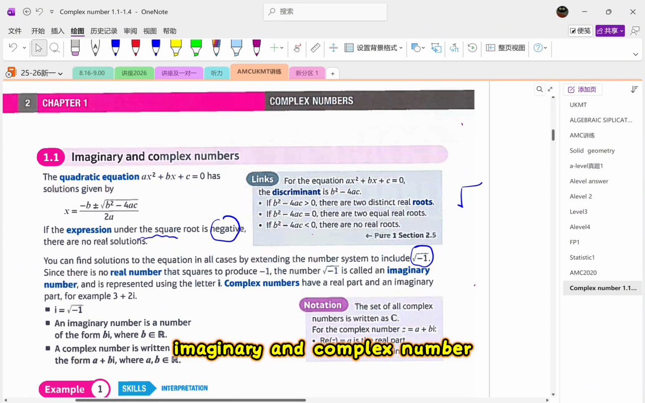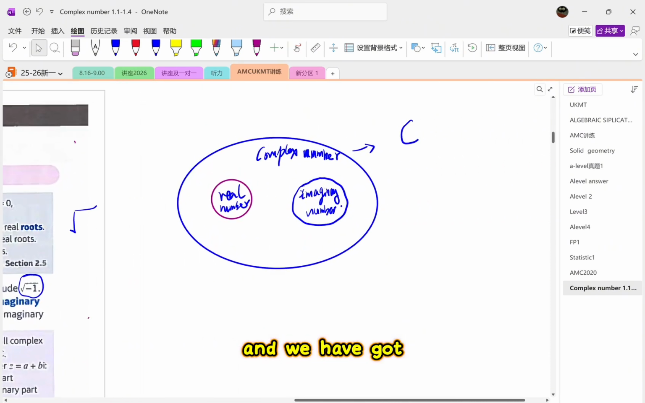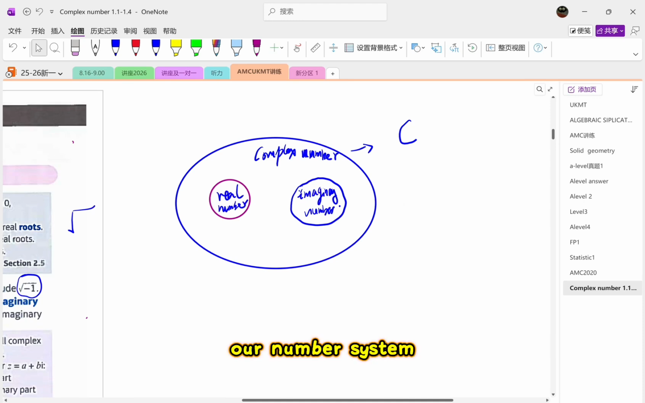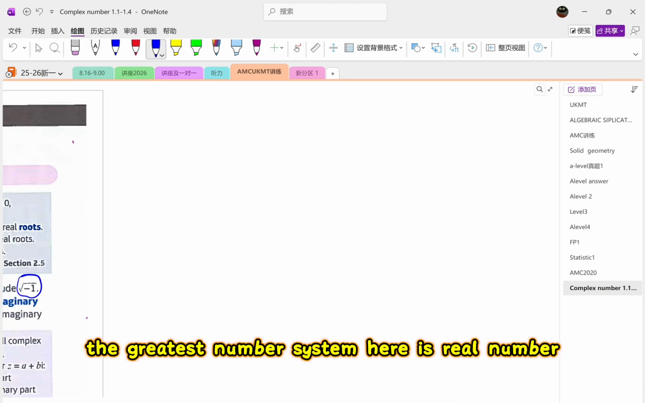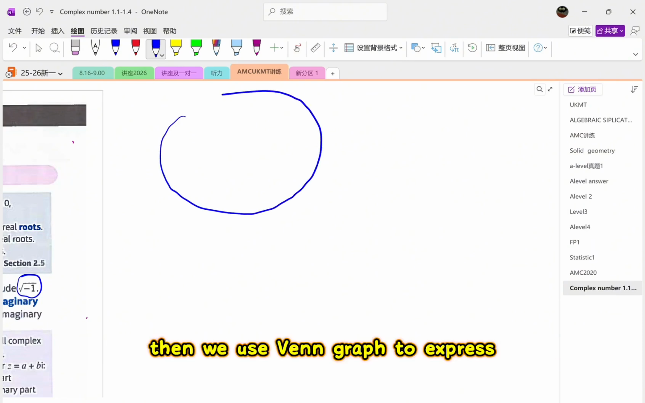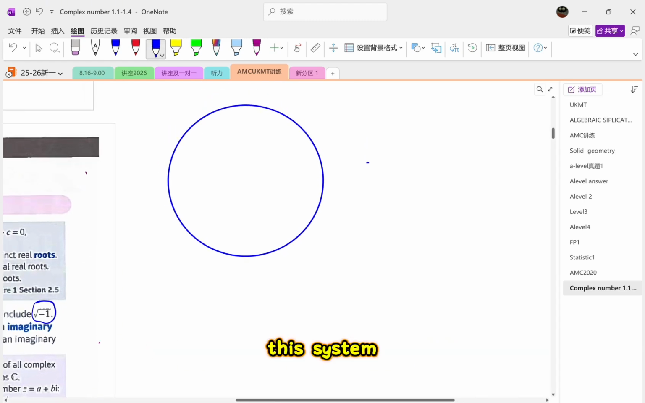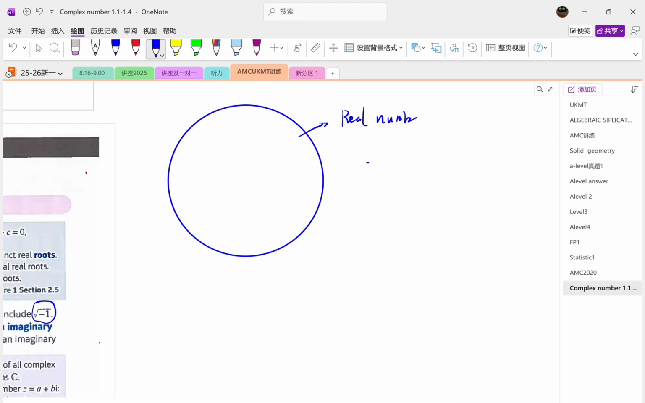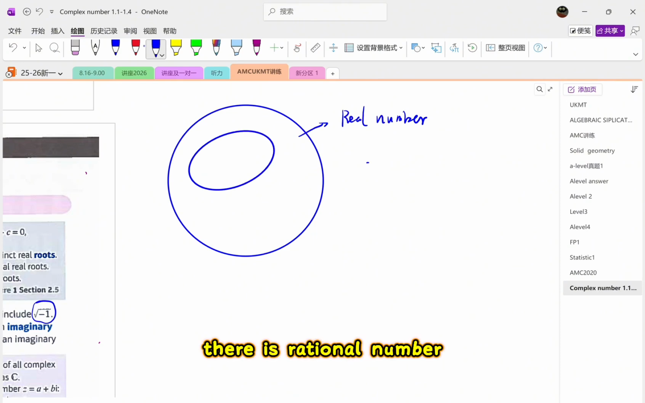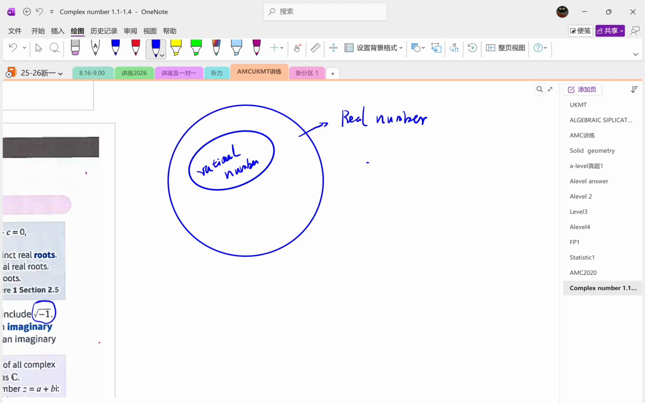imaginary and complex numbers. We have our number system. The greatest number system here is real numbers. Then we use a Venn diagram to express this system, real numbers. And inside it, there are rational numbers. And here it is a subset.